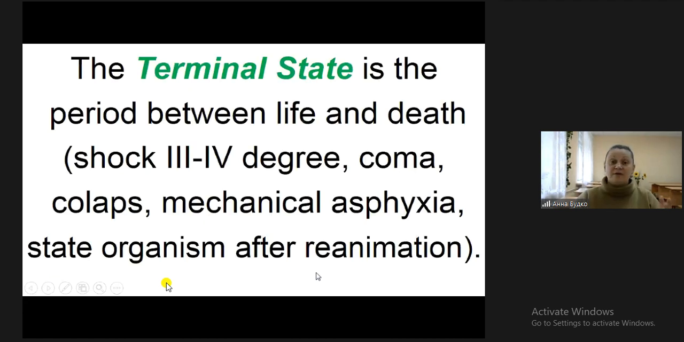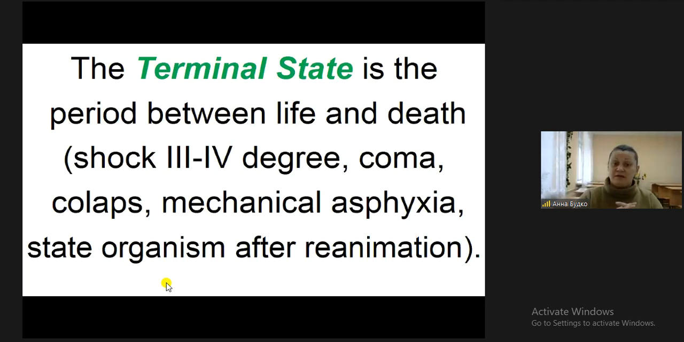So, my dear friends, the first stage in the case of biological death is the terminal state. And my dear friends, attention please, the terminal state is an intravital period. This period is between life and death. In this state, the organism has not died. Look at this slide, terminal state.